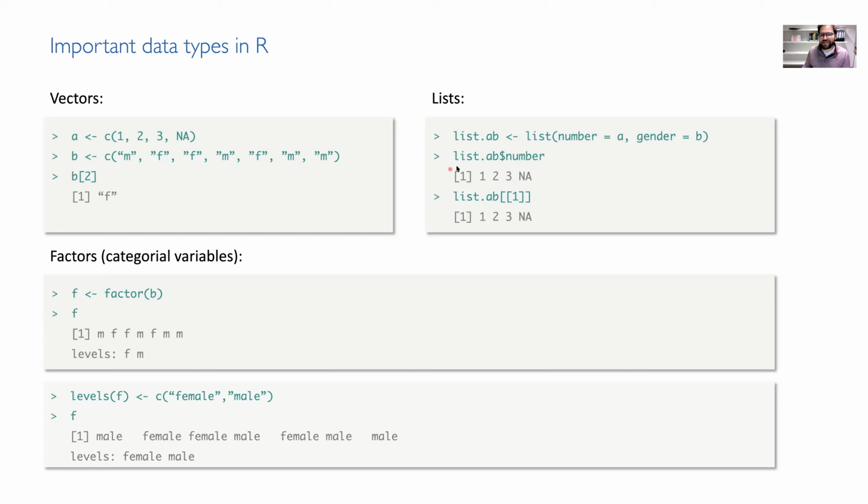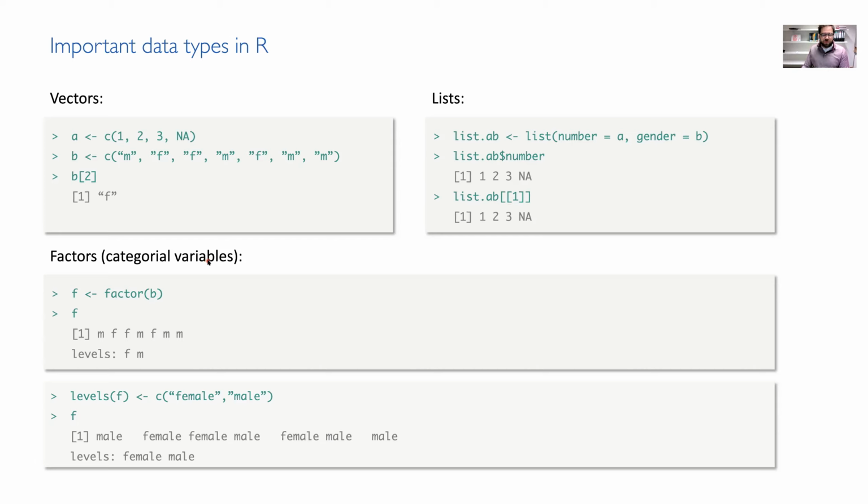And then I can access these list elements by their name. So I gave it a name, number, and gender. And if I want to access the first element, number, by name, then I just use these dollar signs here. And I can also access this first element by its number, then I use the double squared brackets. And that's not so important, just to show you that these data types exist.